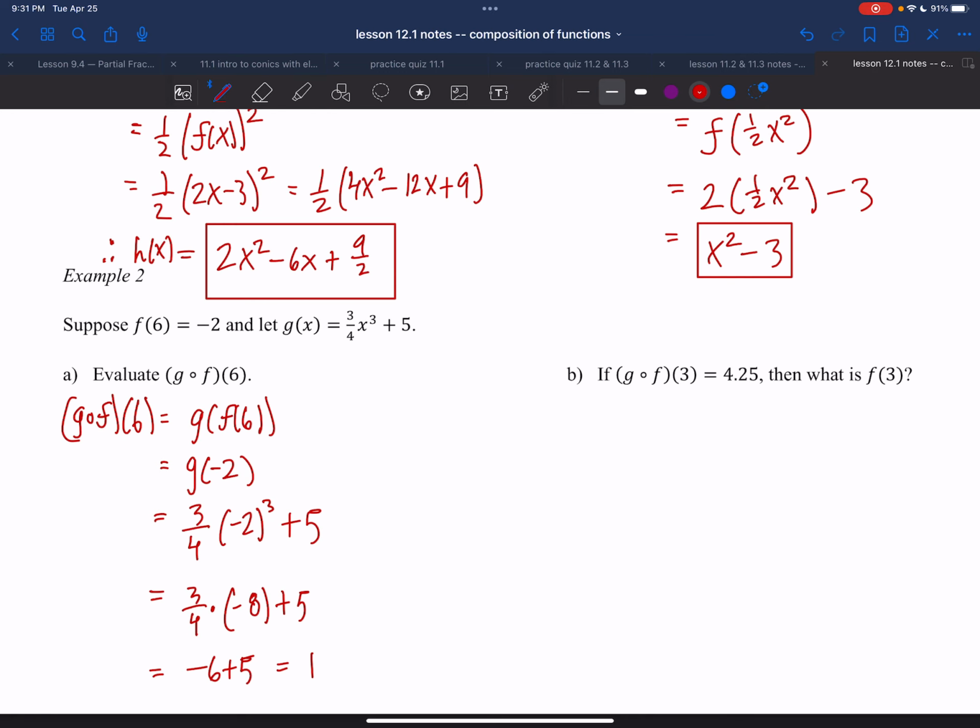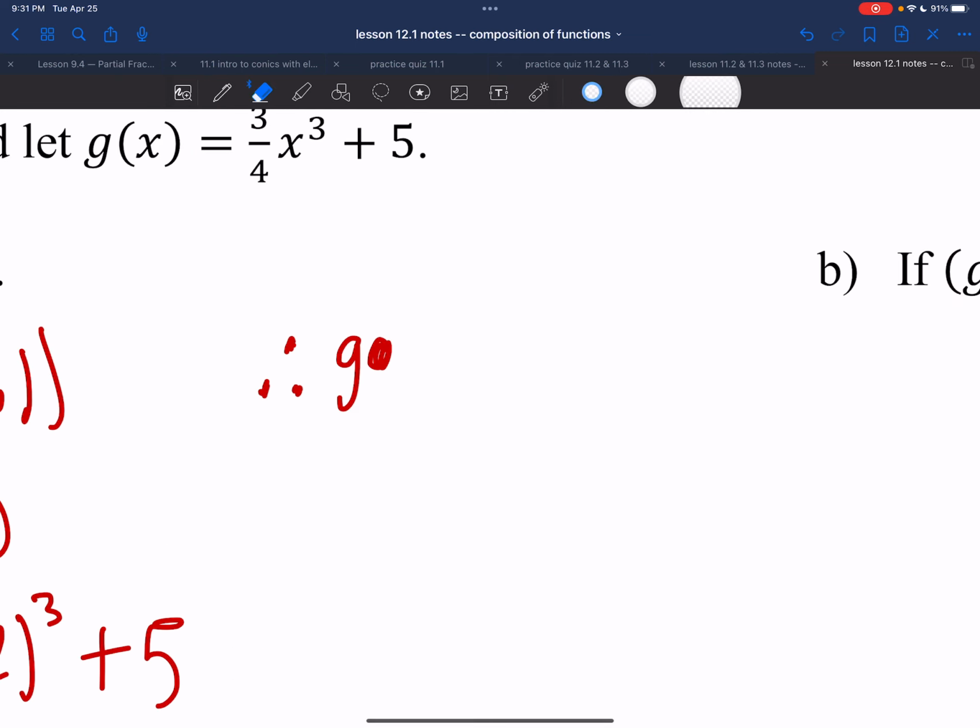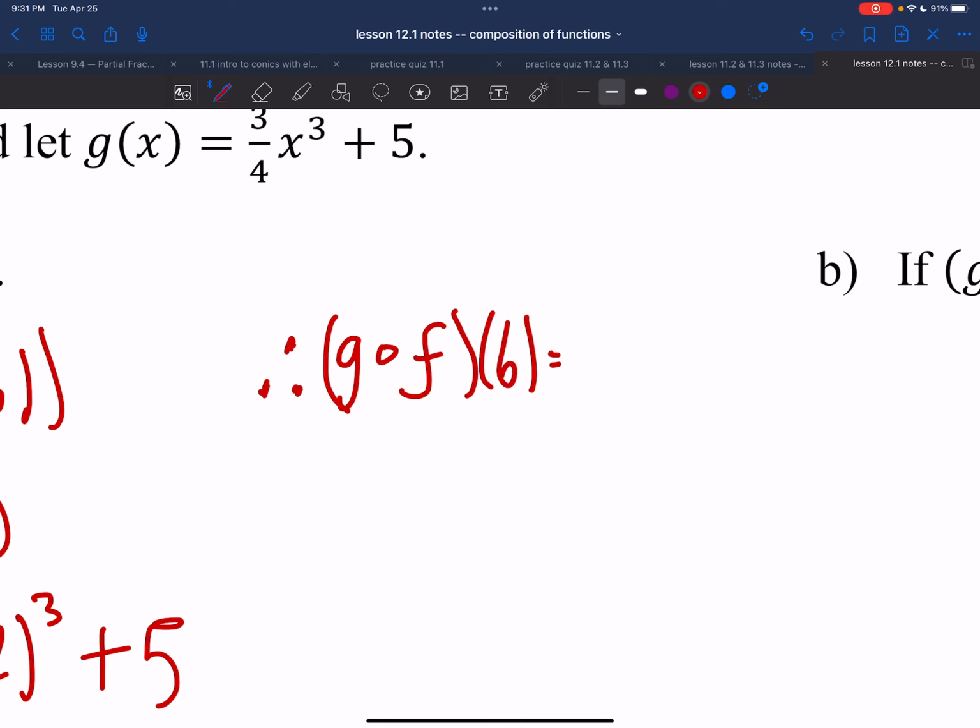Okay? So I just say, therefore, or if you want to make a nice statement, g composed with f of 6 equals 1. That's my answer.